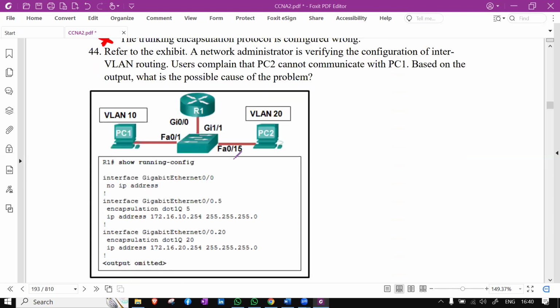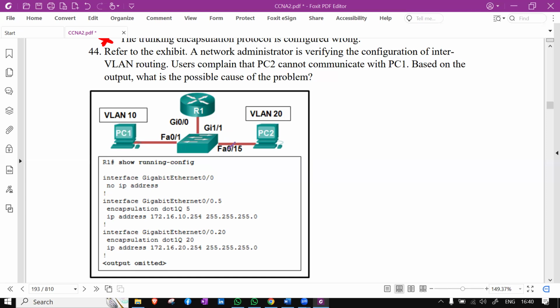Right. Refer to the exhibit. A network administrator is verifying the configuration of inter-VLAN routing, and users complain that PC2 cannot communicate with PC1. Based on the output, what is the possible cause of the problem? So we have interface Giga Ethernet 0/0.5, encapsulation dot1Q 5. If PC1 and PC2 are not communicating, it means the problem is in inter-VLAN routing, and the show command output.